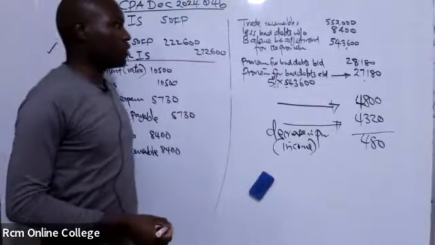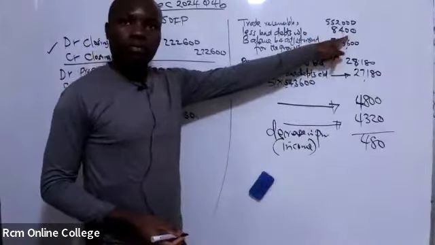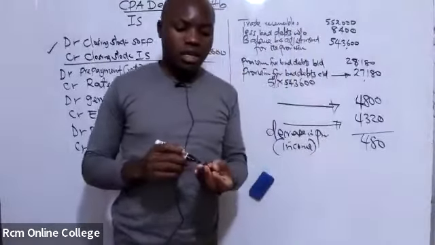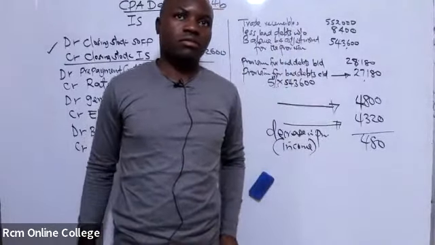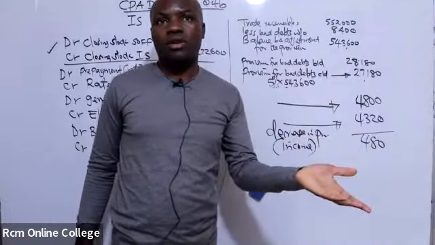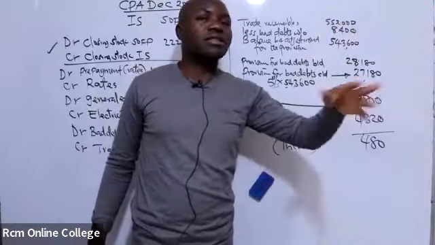So somebody was asking me a question. Should I add that amount to 8,400? No. 8,400 is somebody who owed you, but something happened. You cannot go and claim this money from the person, right?